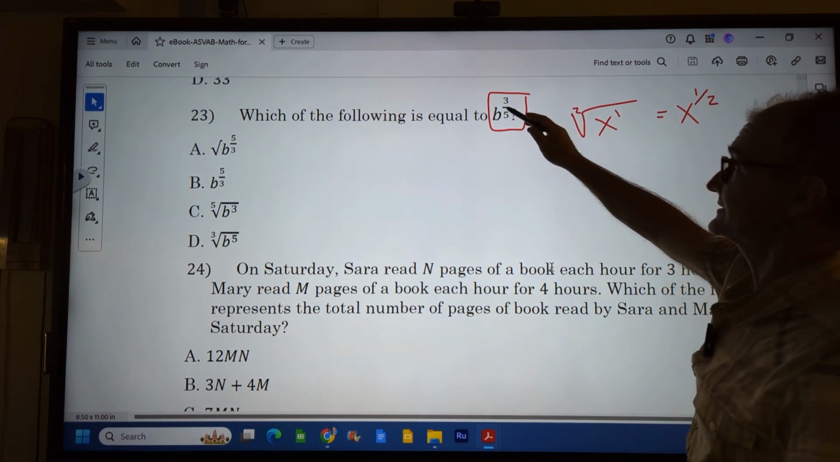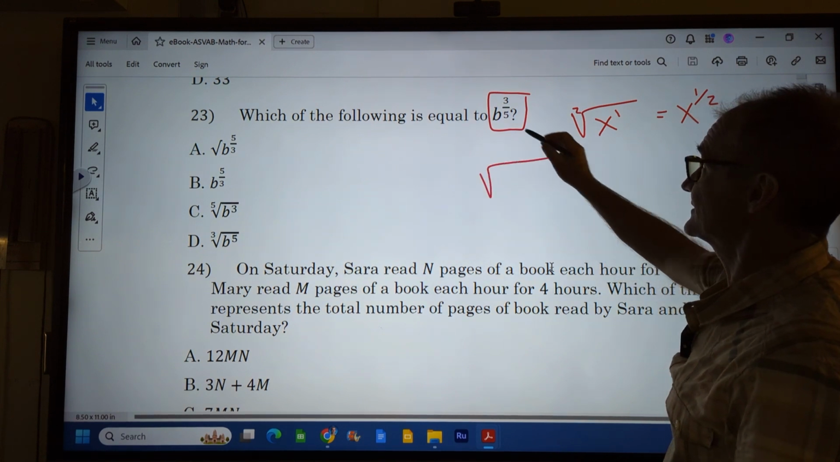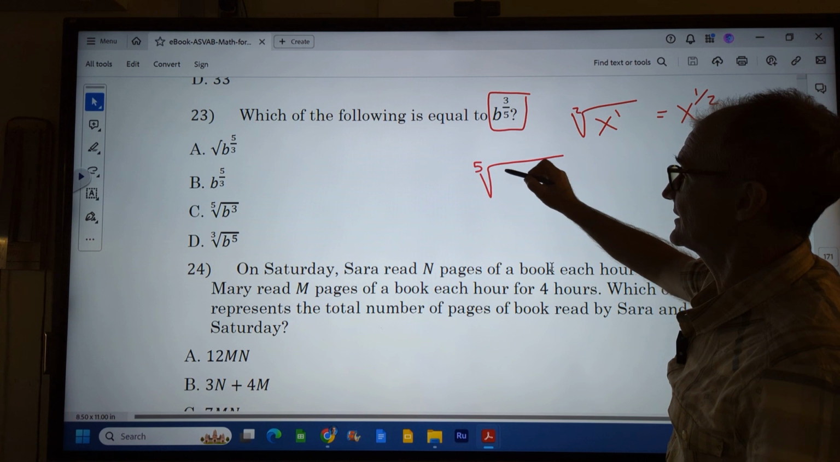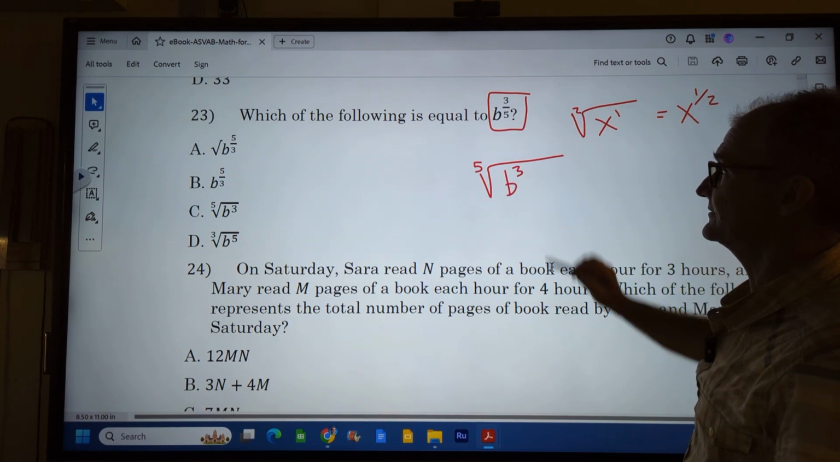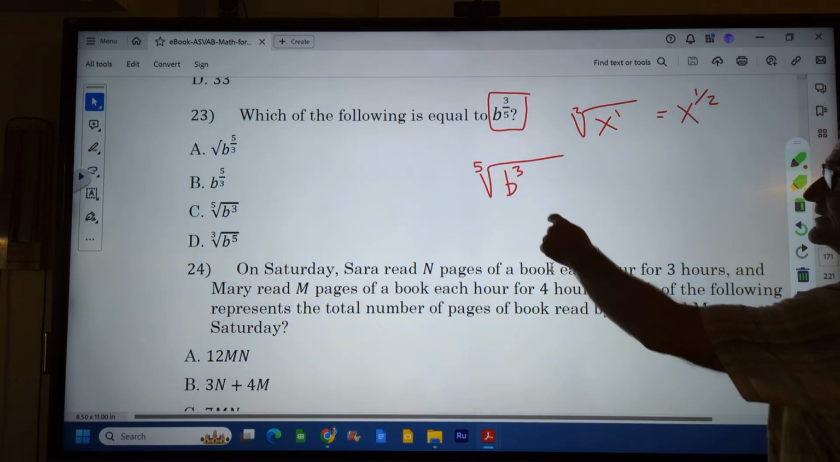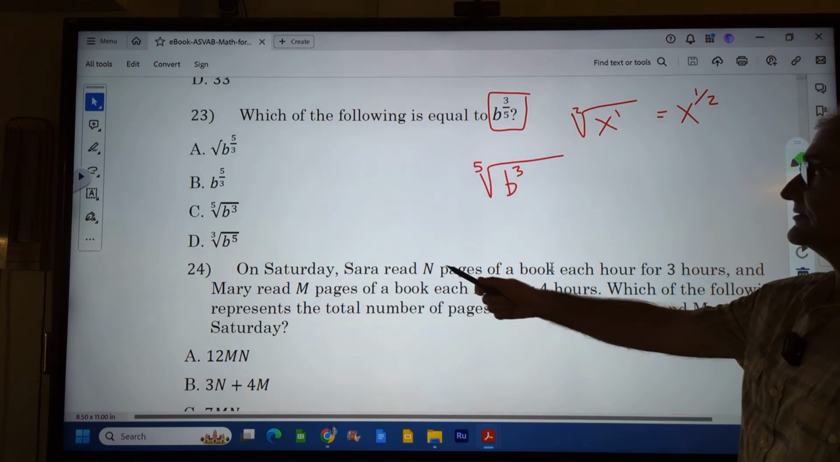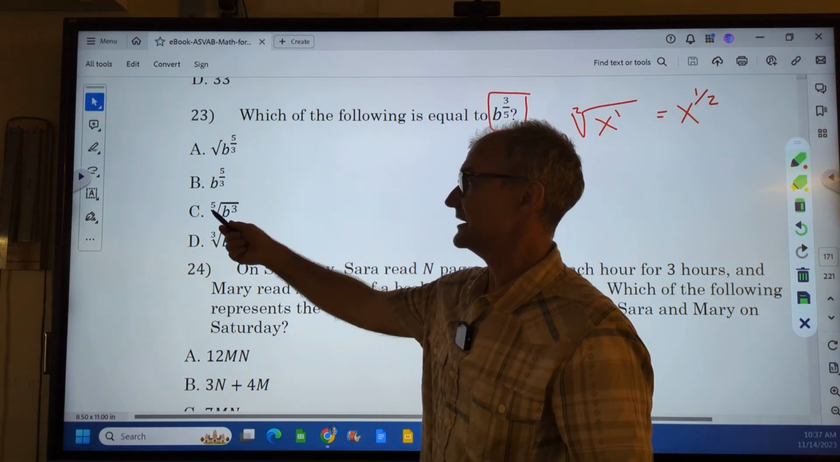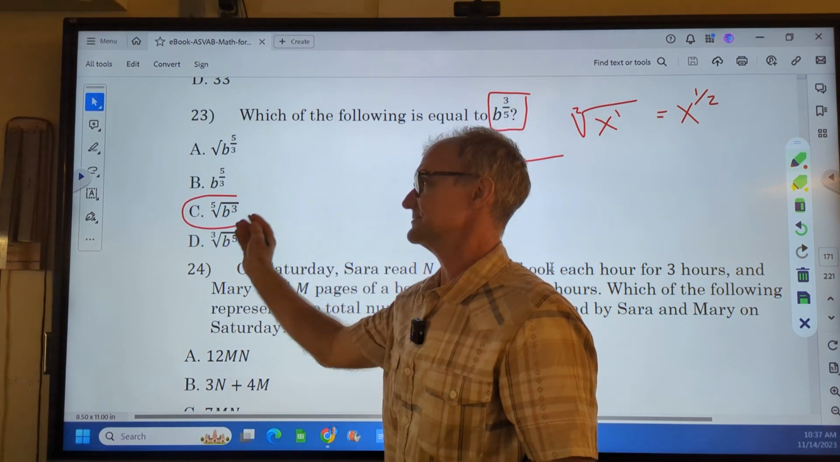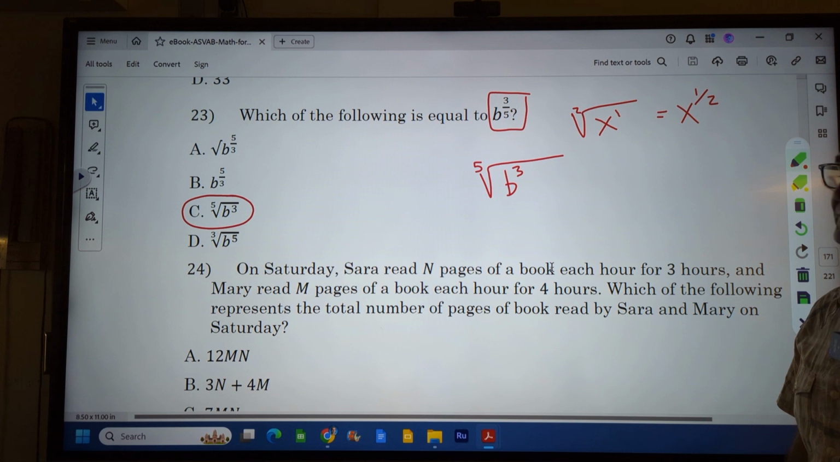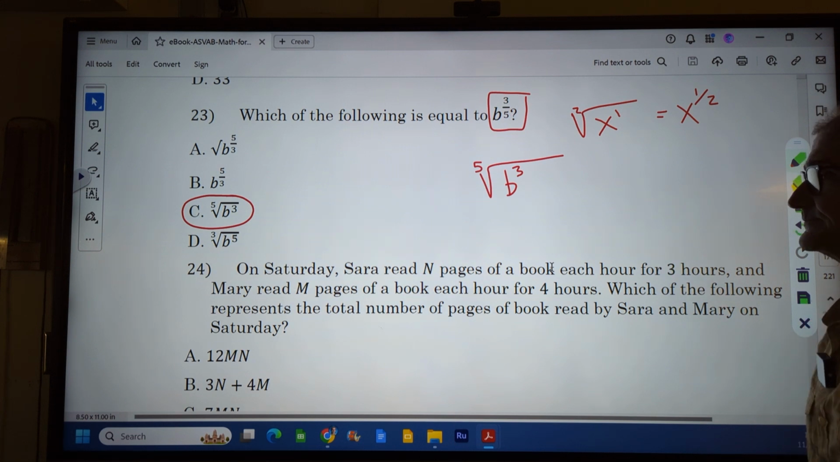So that means I'm going to take the 5th root, just like that 2's down here, the 5th root of b to the 3rd. That's another way to write it in fractional exponents or in root form. I look over here, b to the 3rd and the 5th root of it, answer C. That one you just have to know the definition of the fractional exponents.